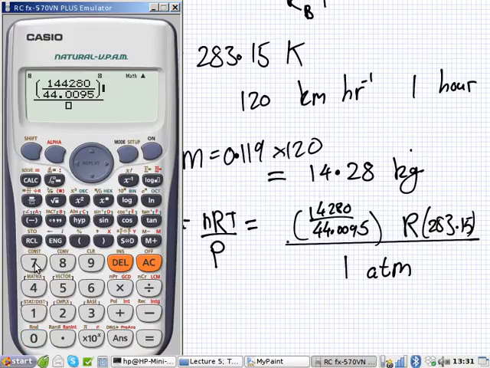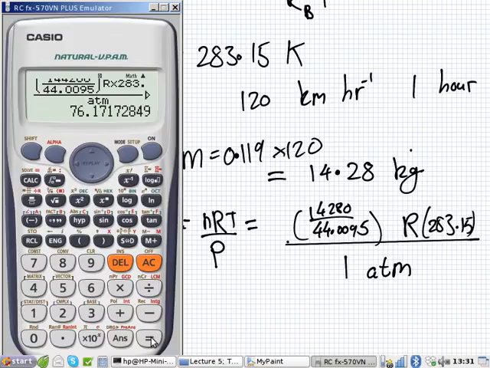What is R on the calculator? Should be 24, 25, something around there? 27. 27 times 283.15, and then atmosphere was, which one? 40, the last one. Right, let's see what we get. 76 meters cubed of CO2 released by this journey.